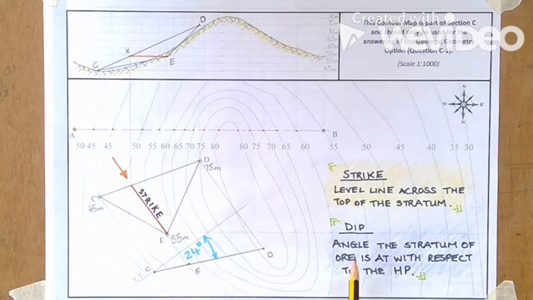Your dip then is the angle the stratum of ore is at with respect to the horizontal plane. So you need to look out along your strike line. When you look out along your strike line, you will get an edge view of the top surface of the stratum of ore, which will give you the angle with respect to the horizontal plane.